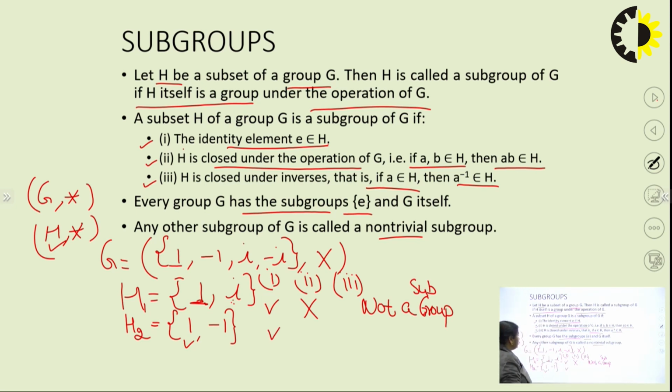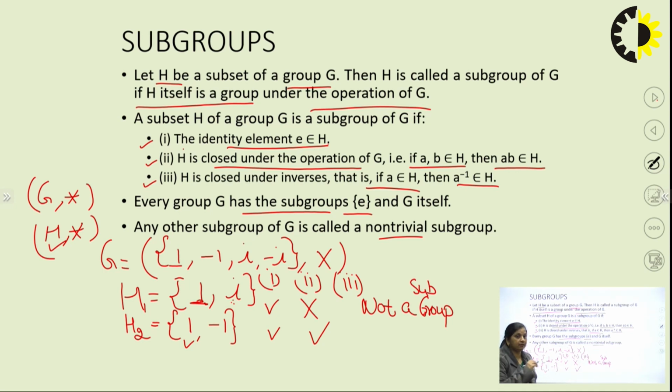Now, if I say second element, second condition, what is the second condition? It should be closed under operation. It means if I take any two elements from this set, the resultant must also be present there. So, when I am checking this, 1 into 1 is 1, which is present here, minus 1 into minus 1 is minus 1, which is present here, 1 into minus 1 is minus 1, which is present, minus 1 into 1 is minus 1, which is present. So, it means it is closed under the operation.